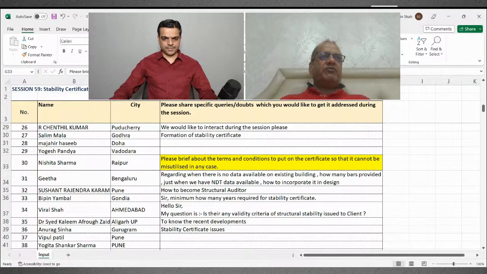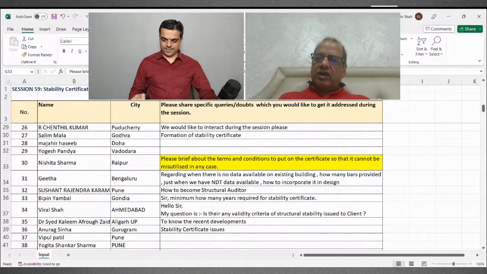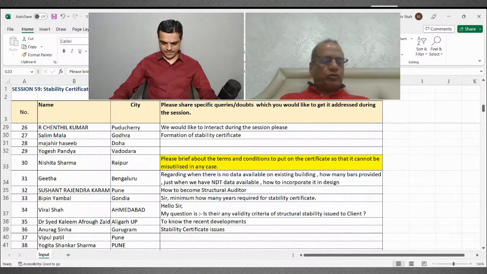Some people even prefer to add geotechnical parameters, that the building was designed for so and so bearing capacity. Not going into much detail, you can just put a wide reference of geotechnical report number so and so from this agency. You can mention the soil investigation report number and the agency that you have taken it from, so that will make things very complete.